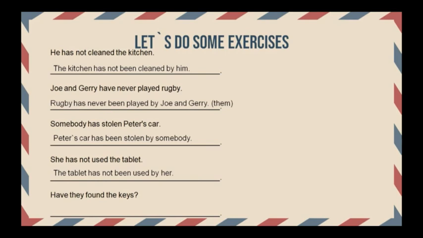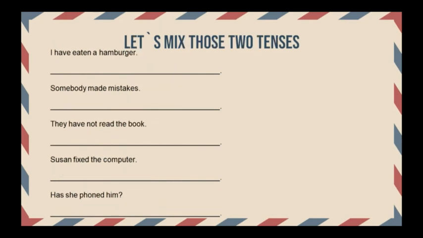Excellent. Next one. Have they found the keys? So as you can see, this sentence is in interrogative form. Okay, you have a question mark at the end. So if your active sentence is in interrogative form, your passive sentence has to be in interrogative form as well. Okay, then have the keys been found by them? Great. Excellent. Now, let's mix those two tenses together, okay?